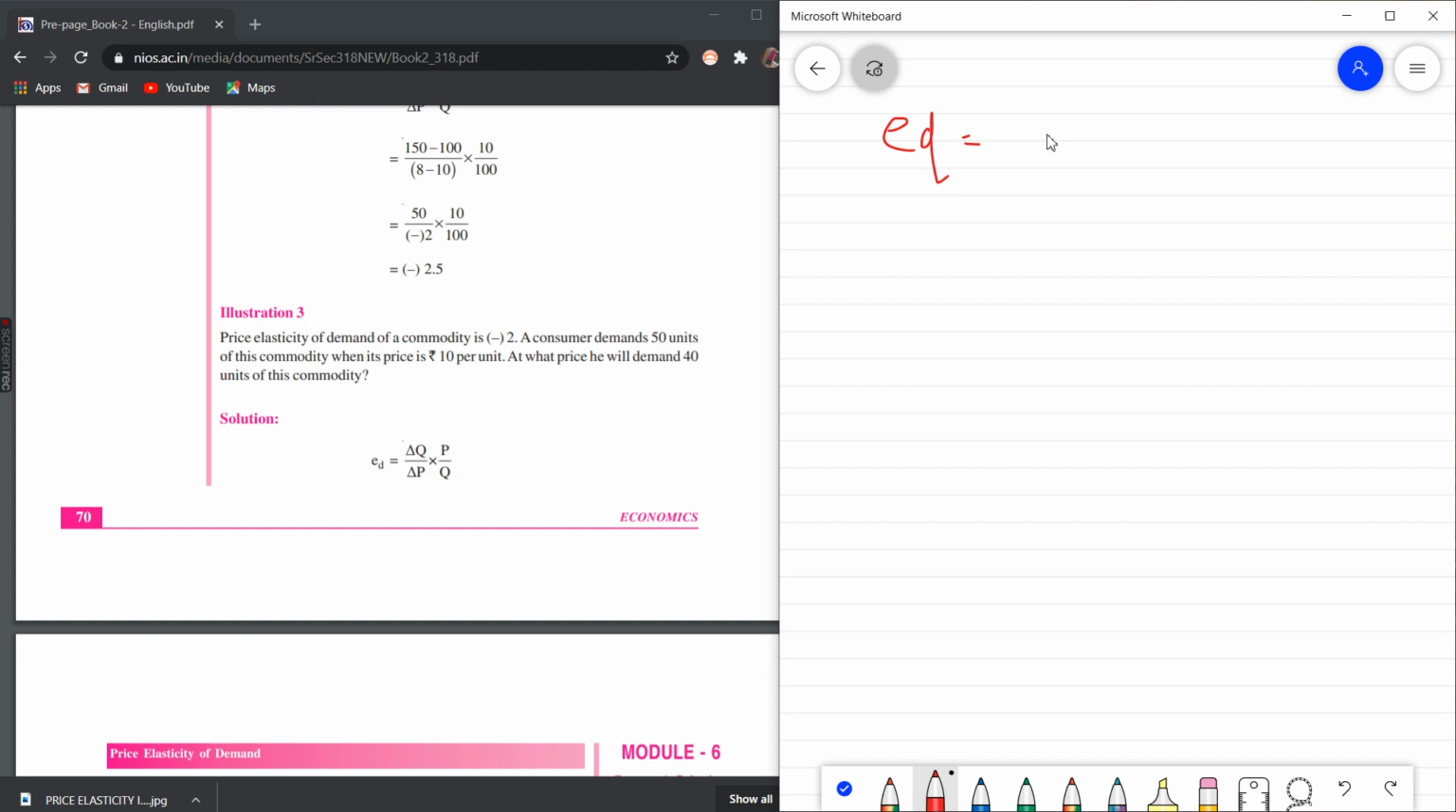ED is equal to minus 2. So when doing the sum, we have to ignore this minus.